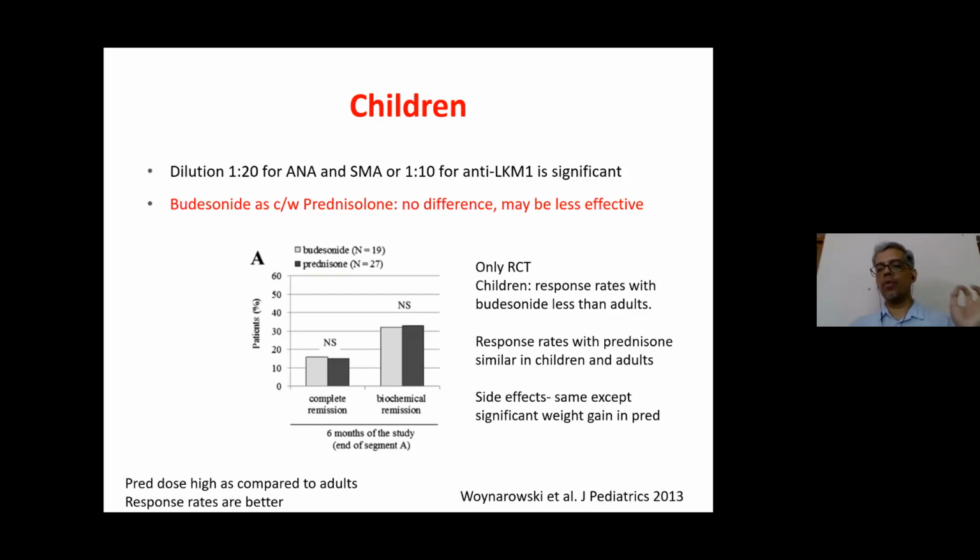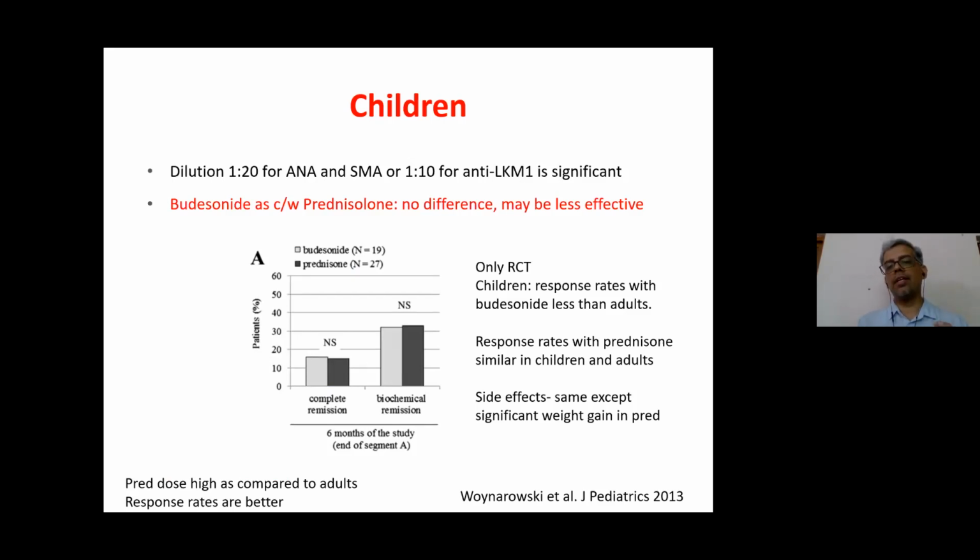We talked about budesonide faring better as compared to prednisolone for non-cirrhotics in adults, whereas the data suggests that possibly budesonide may not be a very good drug as compared to prednisolone in children. So in children, consider giving them prednisolone. The response rates with prednisolone are almost similar in children and adults. And the side effect profile, where budesonide was better in adults, somehow doesn't fare well in children.